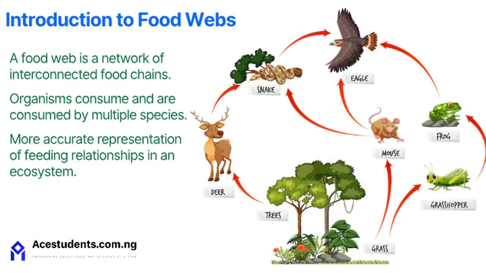Unlike food chains, which show a single pathway, food webs illustrate multiple interconnected food chains. Most organisms have varied diets, making food webs a more realistic representation of energy flow.